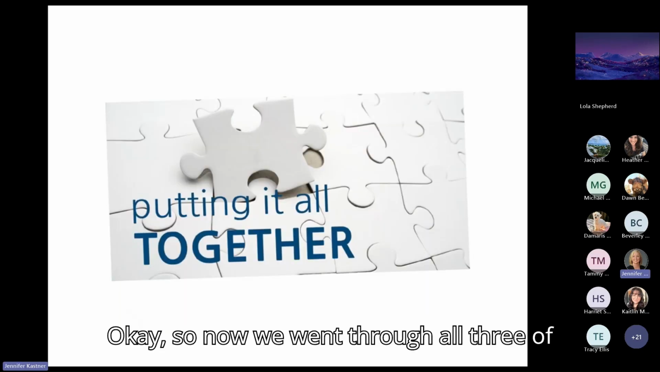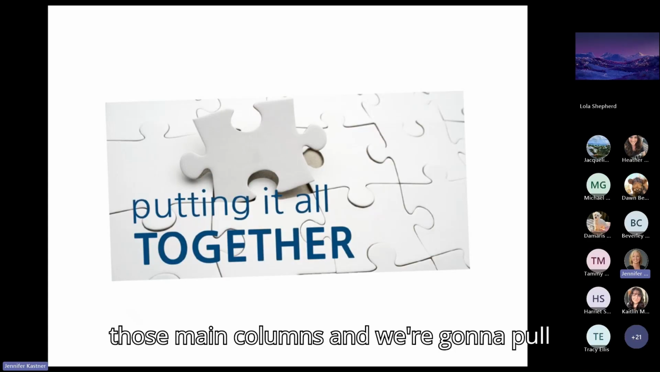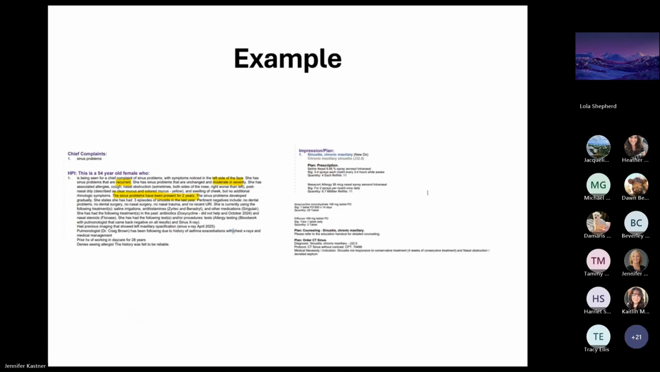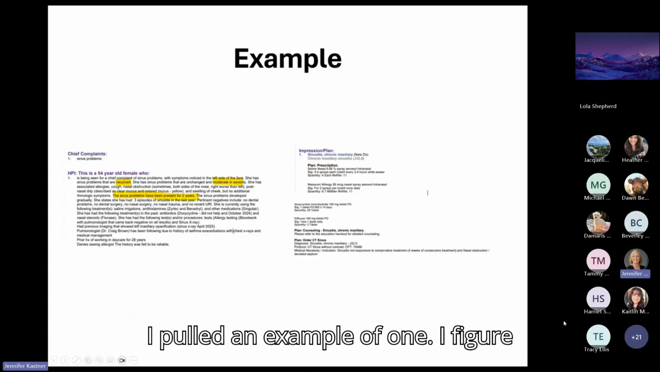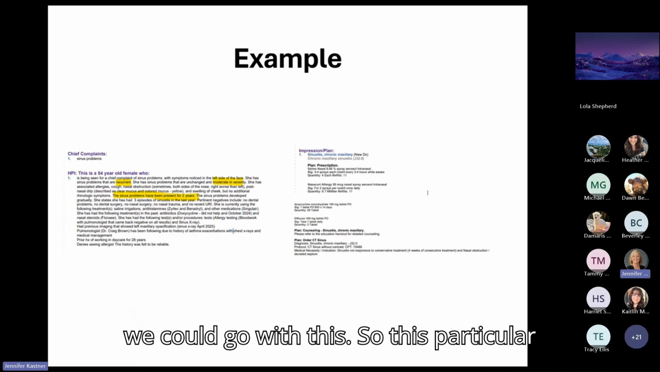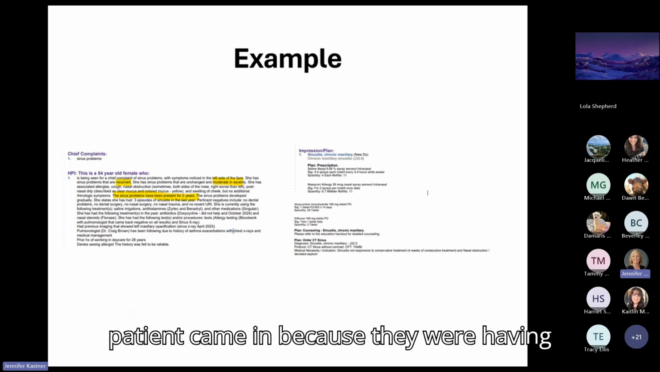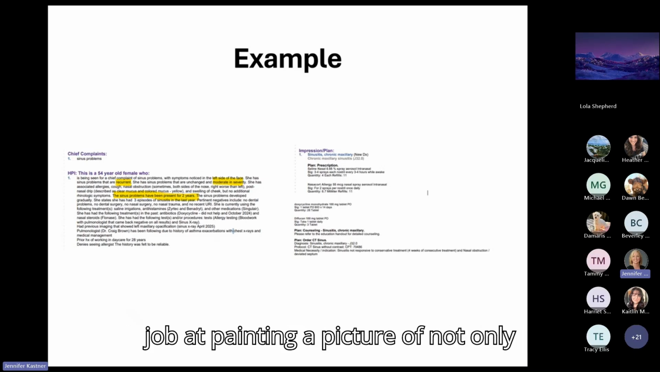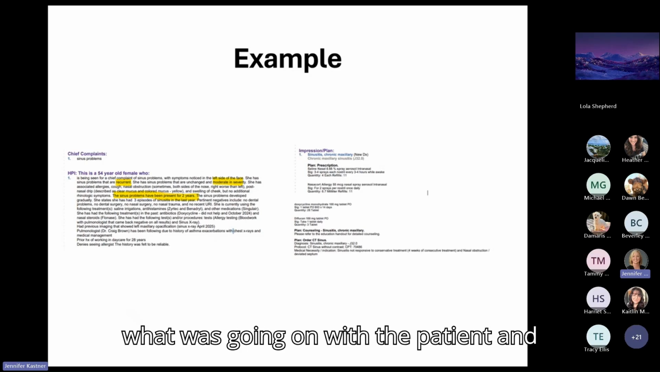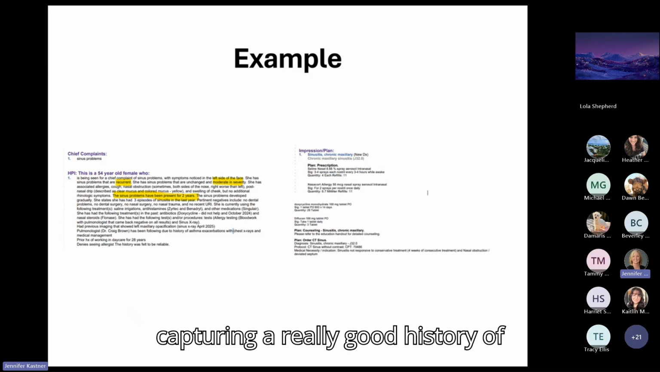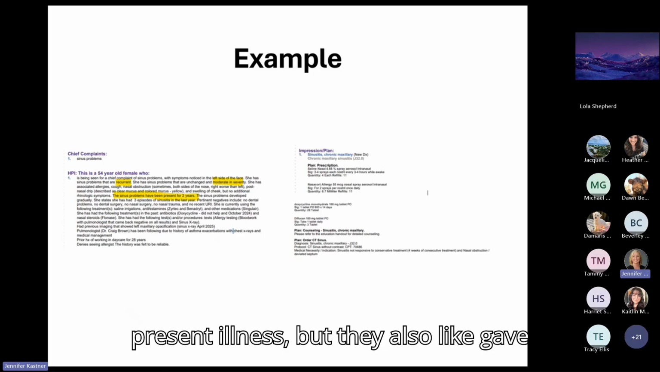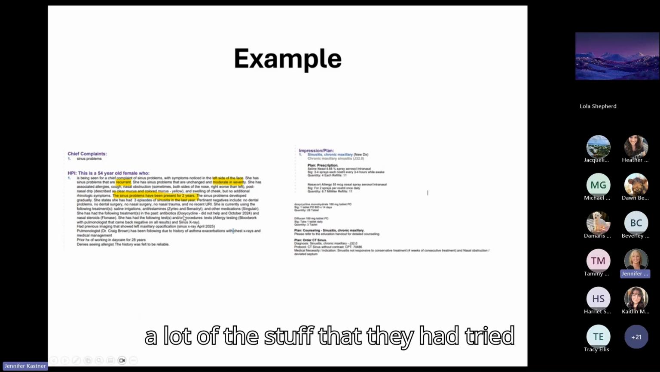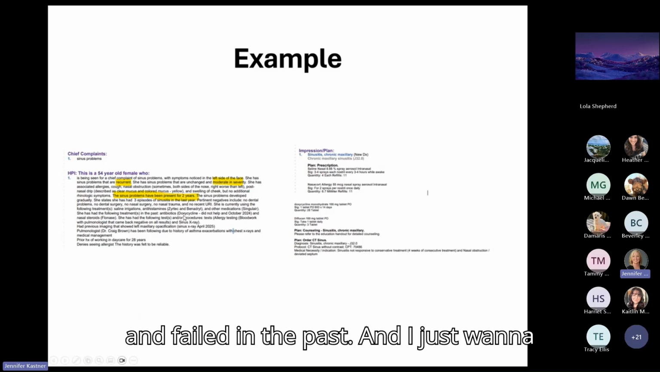Okay, so now we went through all three of those main columns and we're going to pull it all together. I pulled an example of one. I figured we could go with this. So this particular patient came in because they were having sinus problems. This provider did a great job at painting a picture of not only what was going on with the patient and capturing a really good history of present illness, but they also gave a lot of the stuff that they had tried and failed in the past.